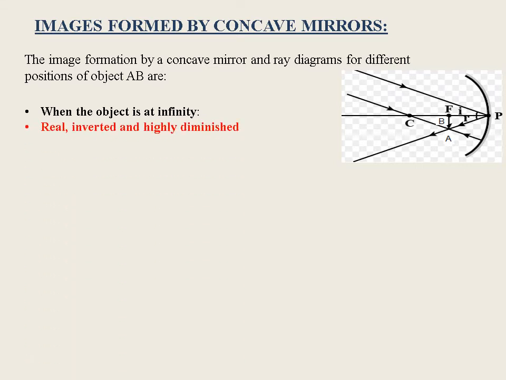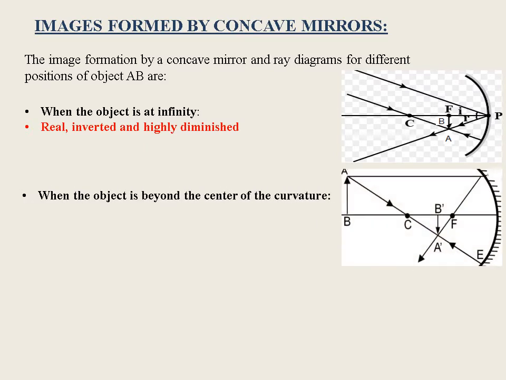When the object is beyond the center of curvature, let us consider two rays, one parallel to the principal axis and the other passing through the principal focus. The ray parallel to the principal axis passes through the focus of the mirror after reflection. The incident ray passing through the principal focus of the mirror is reflected parallel to the principal axis. The two reflected rays meet at a point between F and C. The image AB is formed between F and C and is real, inverted, and diminished.